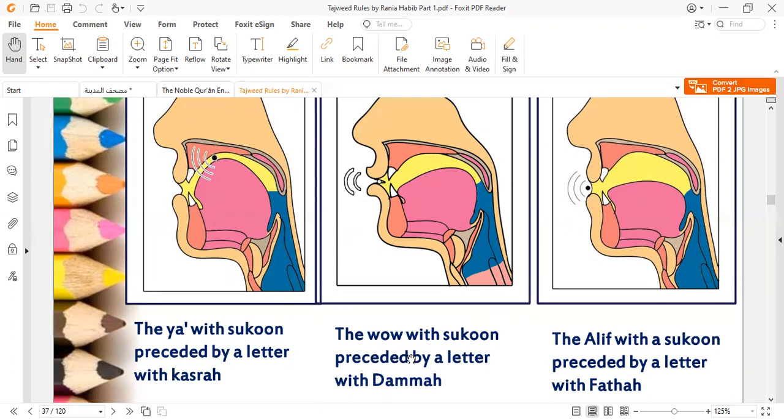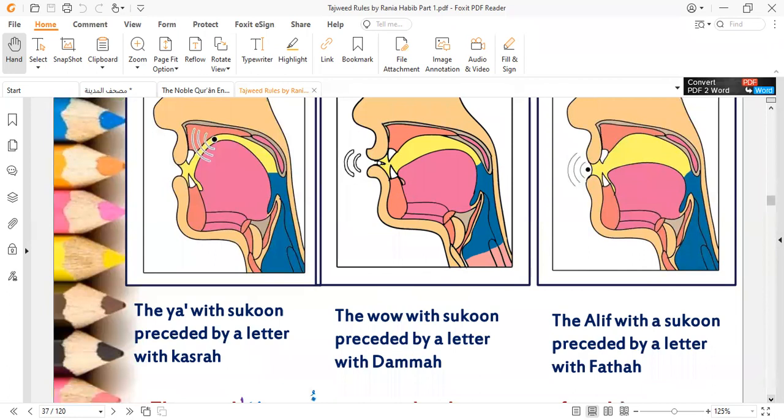Then let's try the lengthened waw, which is waw sakina preceded by a letter with dhamma. Try to say ooh. You will find it ends here. So we know where it ends, but we don't know where it starts because it starts from the whole area here, which is الجوف. Ooh. The sound stops here. For the alif, all the time the alif is a mad letter or lengthened letter. So now let's say it. It stops here.